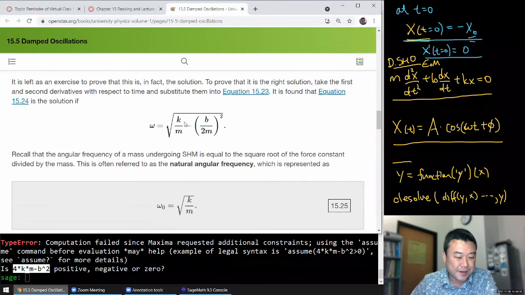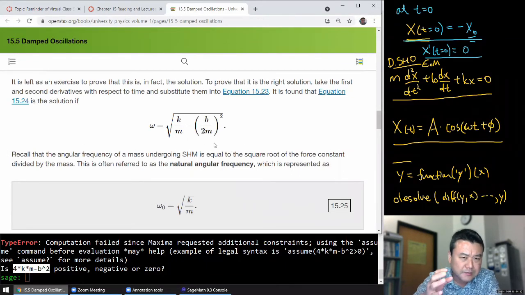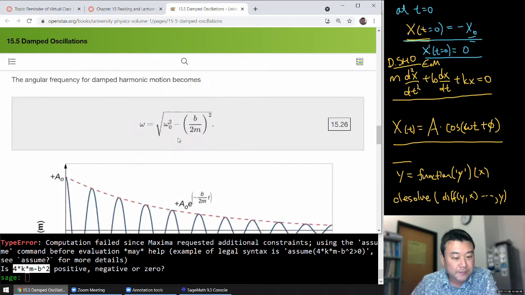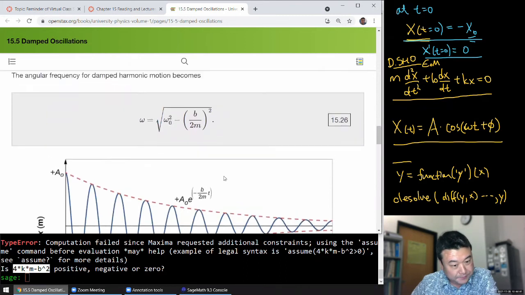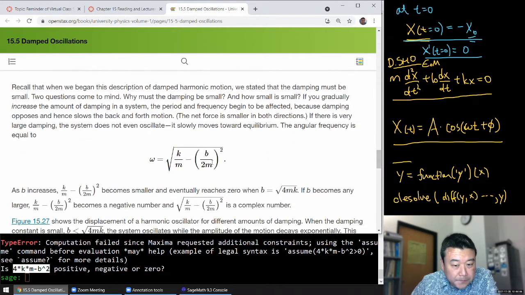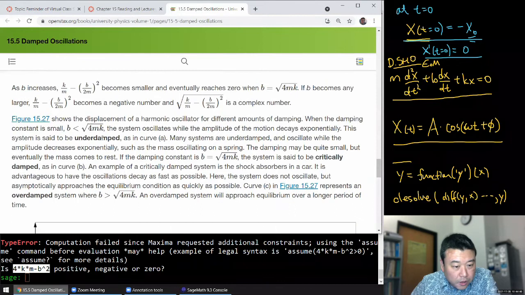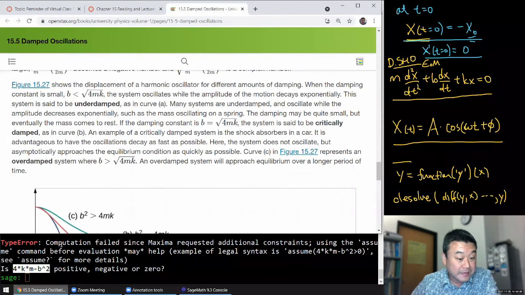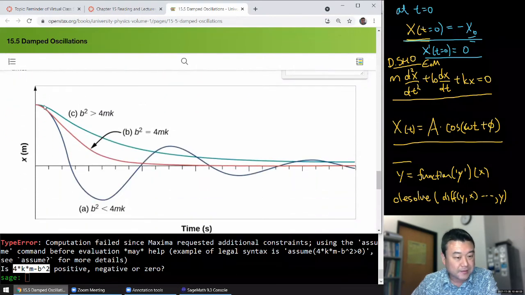In which case this difference, in terms of sign, is equivalent to this here. When this difference is positive, that's when you have the underdamped solution, and the underdamped solution looks like this. They should also talk about underdamped, and when this is equal to 0, that's the critically damped case, and this is the critical damping, and the overdamped case is this one.